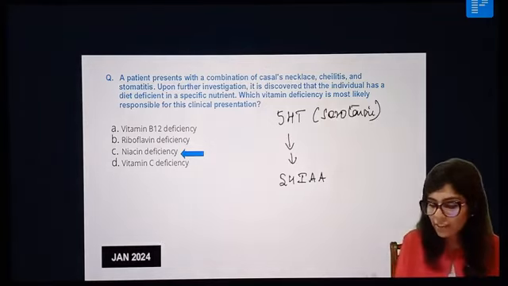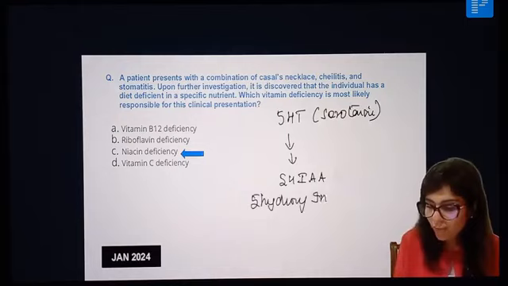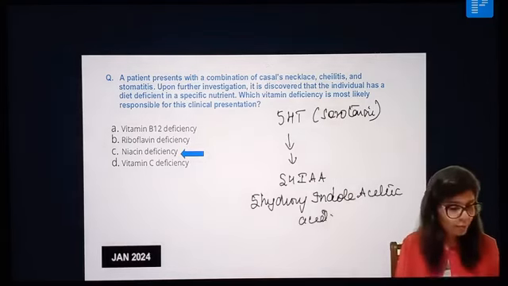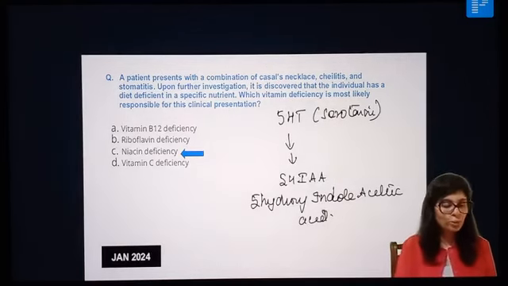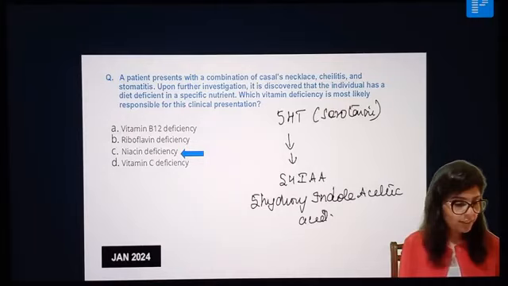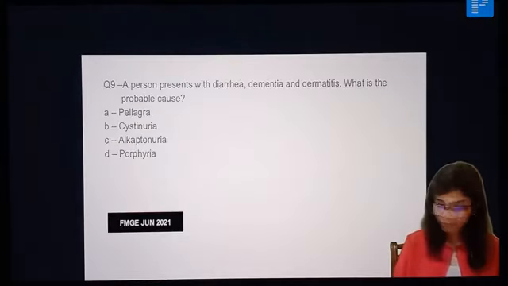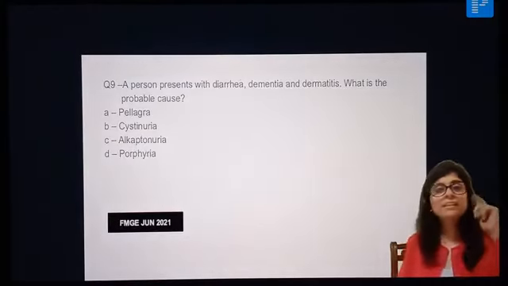So 5-HT is serotonin, and its metabolite is 5-hydroxyindole acetic acid. Are you clear? 5-hydroxyindole acetic acid is a metabolite of serotonin. Anisha, have you understood this? So try answering the next one.